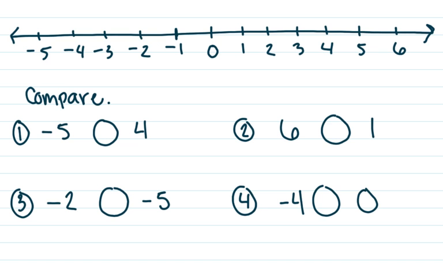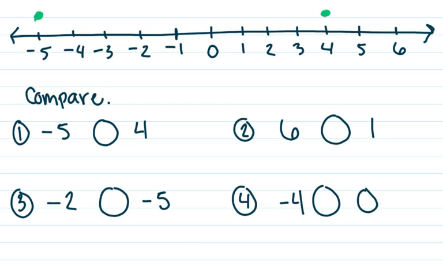When comparing integers, it's really helpful to have a number line available. So I've drawn one here at the top of the page. Let's take a look at our different numbers we're comparing. Number 1, we are comparing a negative 5, which is over here in our negatives, to a positive 4.